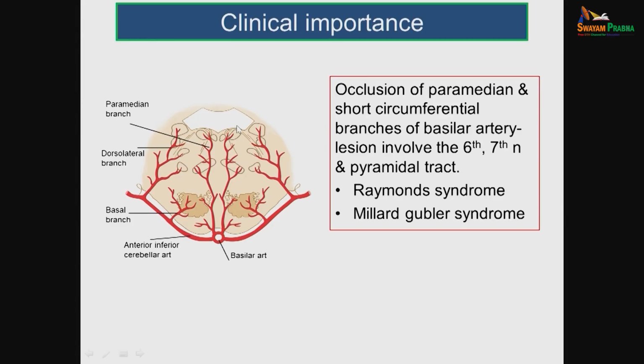Okay, then occlusion of the paramedian short circumferential branches of the basilar artery, where it involves the 6th and the 7th nerve and the pyramidal tract. These are the short circumferential branches. Okay. So, this leads to two syndromes. One is the Raymond syndrome, another is the Millard-Gubler syndrome.